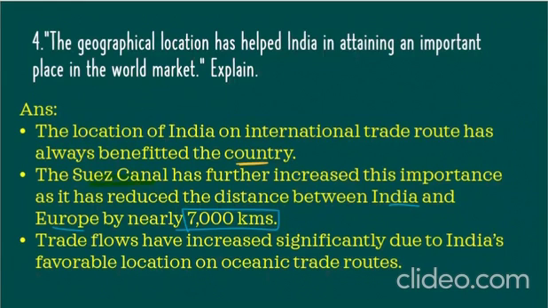So that is why the Suez Canal was one important feature, and traders from India can go to Europe, Europe to India. The trading would be very easy now. Trade flows have increased significantly due to India's favorable location on oceanic trade routes. So we are mostly experts in oceanic trade routes, means through the oceans, the waters, right? So it becomes easier to trade. The ships go from here to there to here, and it becomes more favorable. Even the climate is very good. So that is why the geographical location is very important.